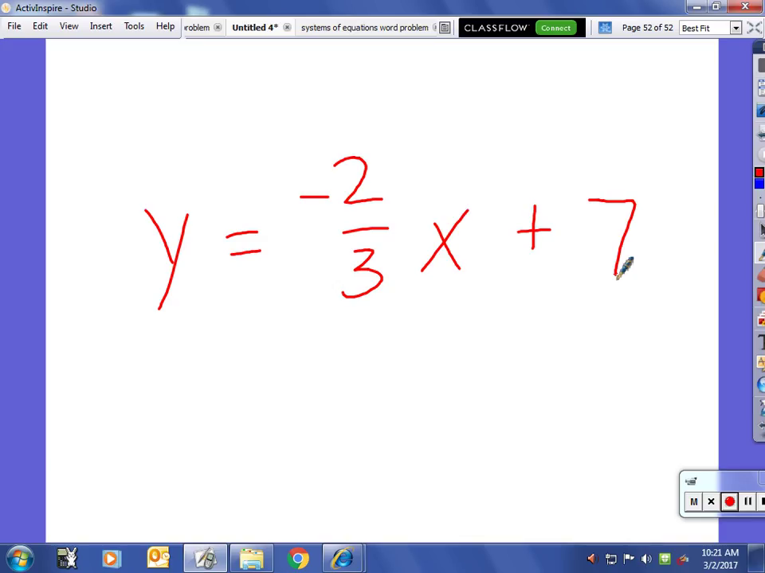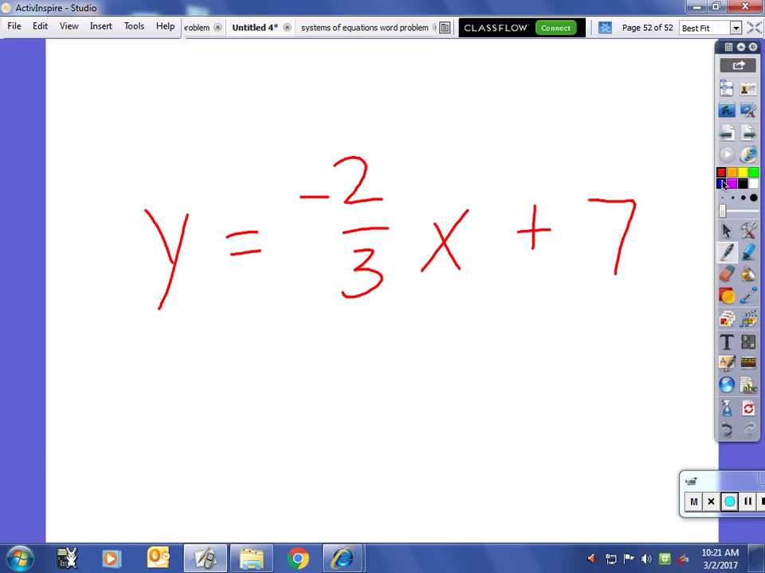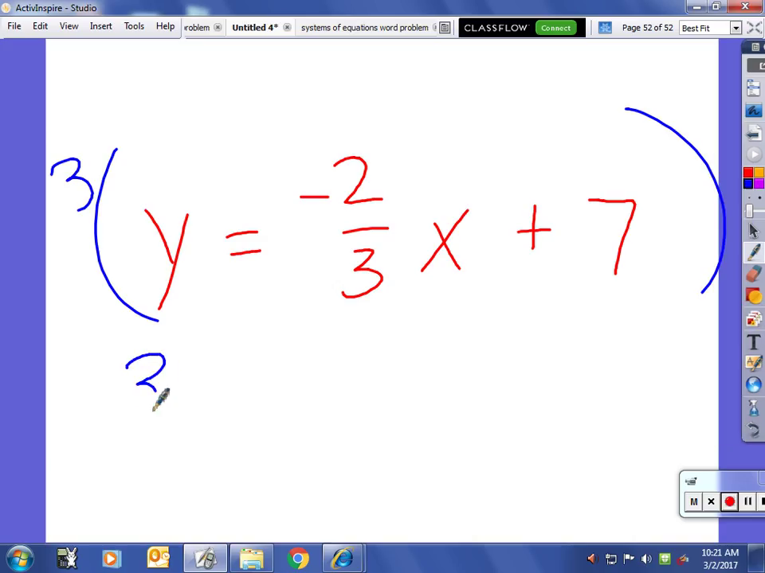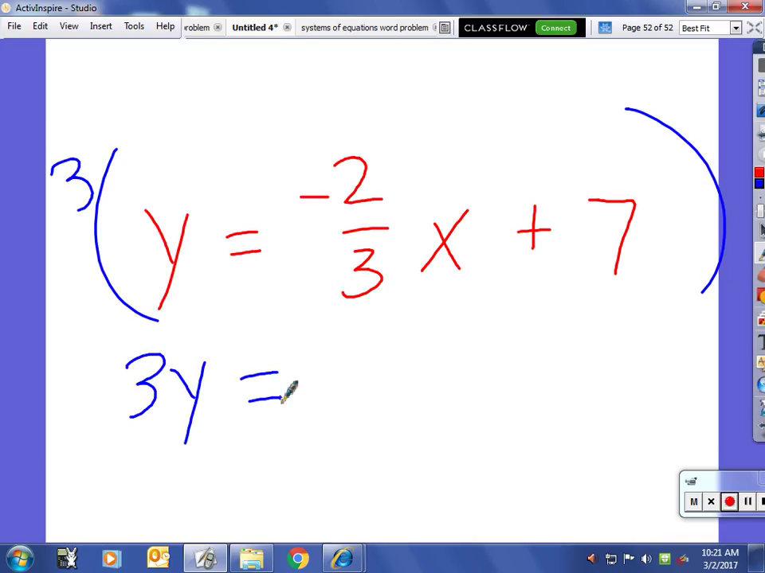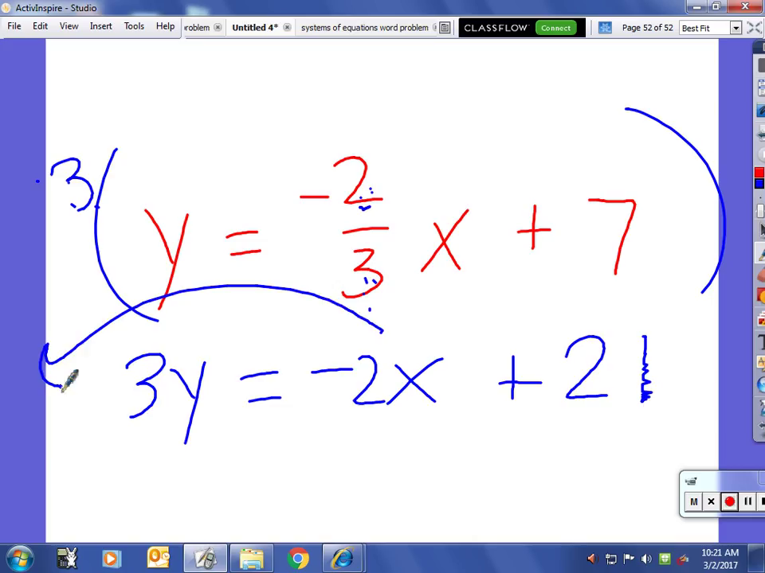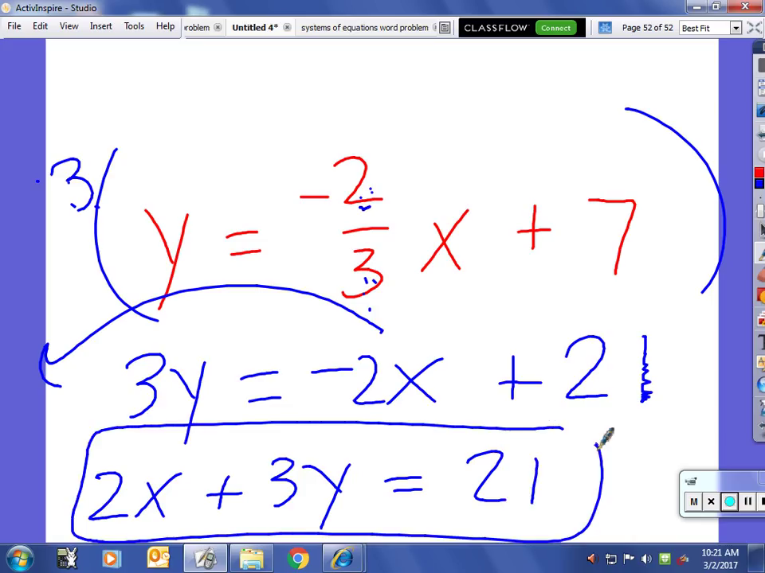Okay, but I asked you a question like this, and I said put it in standard form. Standard form cannot have fractions. Let's multiply the whole equation by 3. 3 times y is 3y. 3 times negative 2/3 is going to become negative 6/3, negative 2x. The reason why I chose 3 is because I knew these 3's would cancel, and I'd be left with that negative 2 on top, and then the x. And then what's 3 times 7? 21. Then you got to put the x's and y's on the same side, so that guy has to come over here. So it's 2x plus 3y equals 21, and there's your standard form.